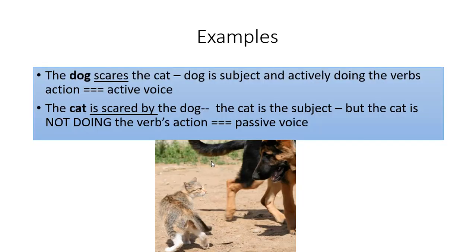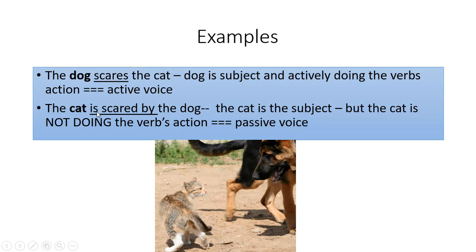Another example, the dog scares the cat. Dog هو subject and actively doing the verb action يعني active voice. هذا dog هو subject, the dog. Scares عم يعمل action, he's scaring the cat, so هذا active voice.